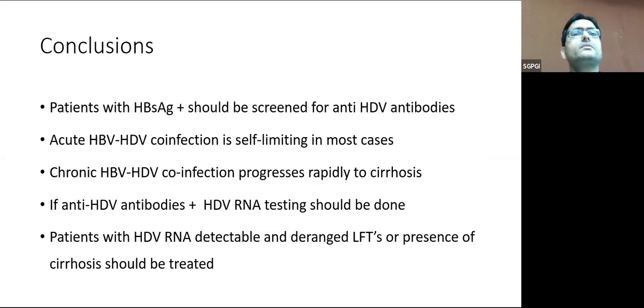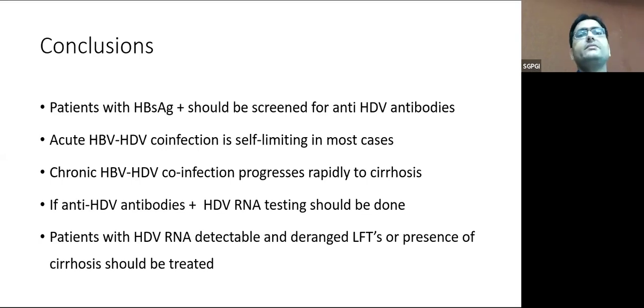To conclude, patients with hepatitis B positive status should be screened for anti-HDV antibodies. But this is not followed in our country. It is also not in our guidelines. However, ideally, this should be done. Acute hepatitis B co-infection is self-limiting in most cases, whereas chronic hepatitis B and hepatitis D co-infection progresses rapidly. In 15 years, how many percent of patients will progress to cirrhosis in hepatitis B, hepatitis D co-infection? If you have seen the slide properly, 75%. So it is quite high.